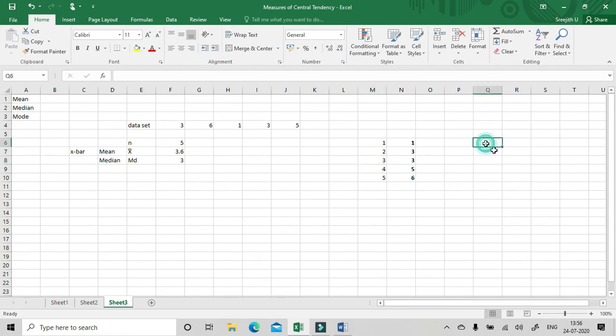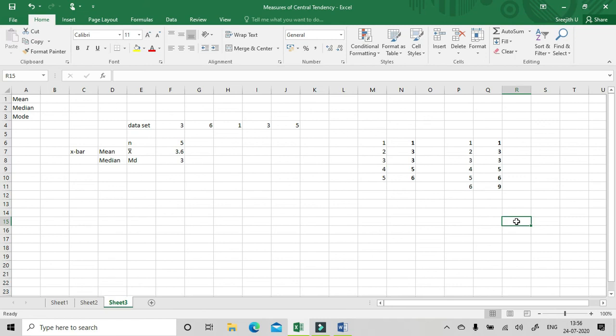Imagine, suppose instead of 5 observations, we had 6 observations. What would you do? Let this be the 6th observation. Let's say it is 9. Okay, so in our new data set, we have 6 observations. What would the median now be?